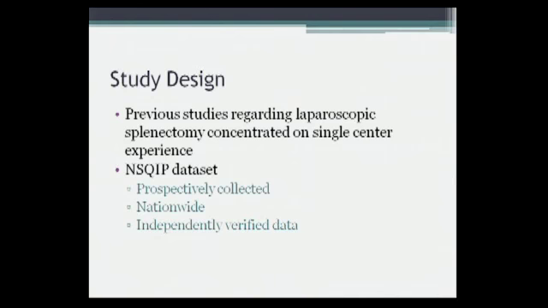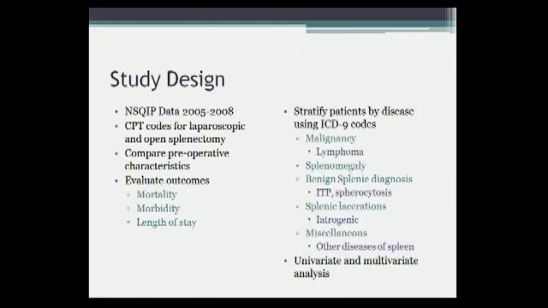As far as study design, previous research comparing laparoscopic with open splenectomy has mainly been limited to single institution experience due to the relatively uncommon nature of the procedure. The NSQIP dataset allows us a much larger patient population sample in which to look at these two procedures. We looked at NSQIP data from 2005 through 2008 from the participant user file. This included about 411,000 inpatient procedures.